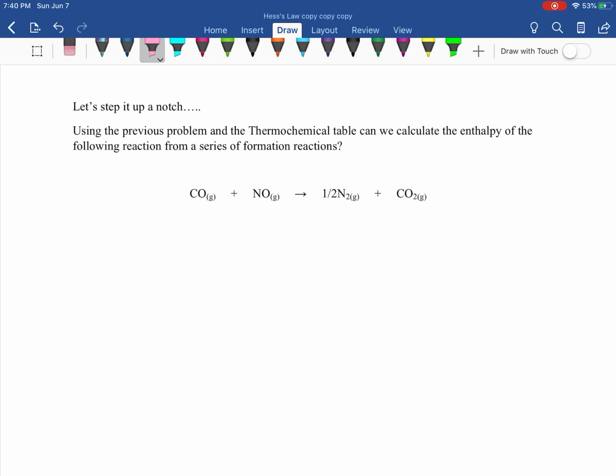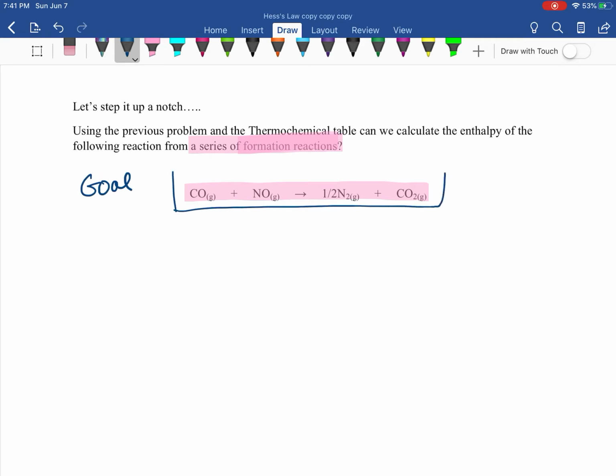Okay, so let's take this example and let's get just a little sassier. What else can we do with Hess's law? I've given us a goal statement. Let's see if we can use our thermochemical table using only formation reactions. Let's use a series of formation reactions and actually solve for this overall reaction. Now, I want to show you my process for these because Hess's law, when you first start it, might be just a little bit tricky, but after we do a couple, they're actually just flat out fun.